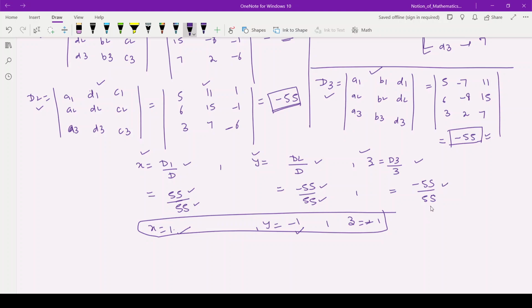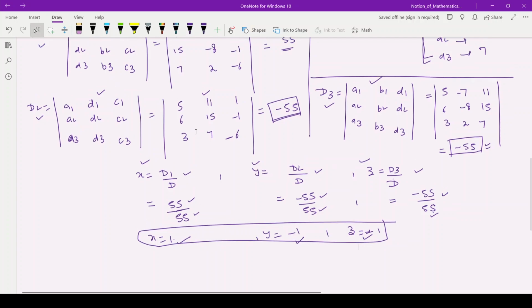D3 is minus 55, and z is D3 upon D, so it is minus 55 upon 55, that is also minus 1. So students, in such a way we have obtained the final solution: 1, minus 1 and minus 1.